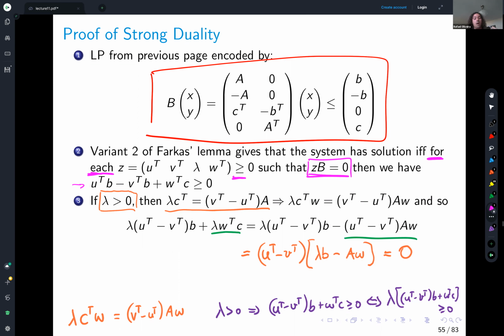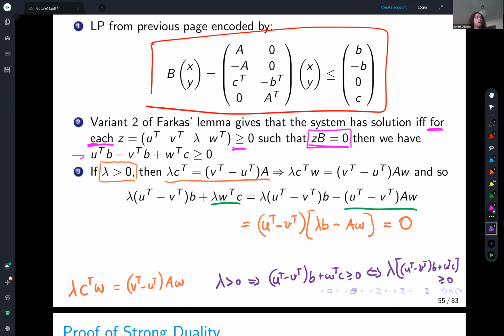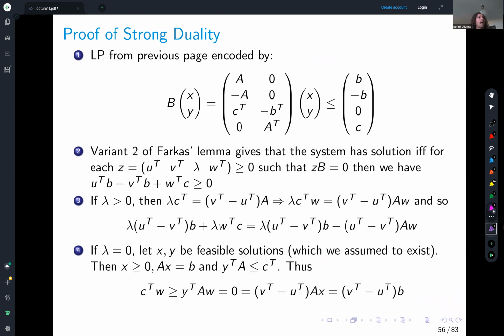Okay. So now we know that if this lambda is bigger than 0, we're good. But now comes the other case, which is lambda equal to 0. If you notice, so far we have not used anything about the linear programs. We have to use that they're feasible, because that's the assumption of the theorem. Now we're going to use the assumption. Let's say that X and Y are feasible solutions, which we assumed to exist: both the primal and the dual were feasible.